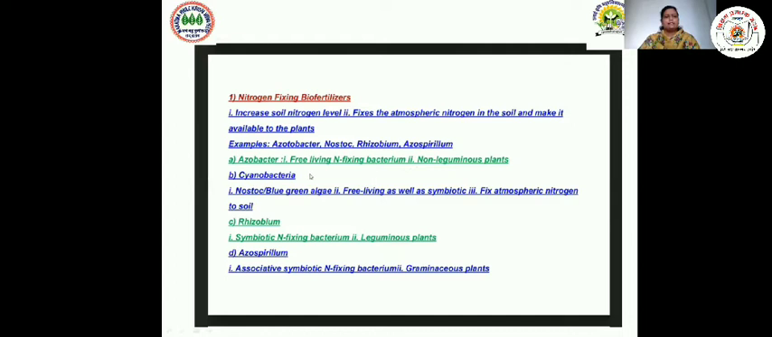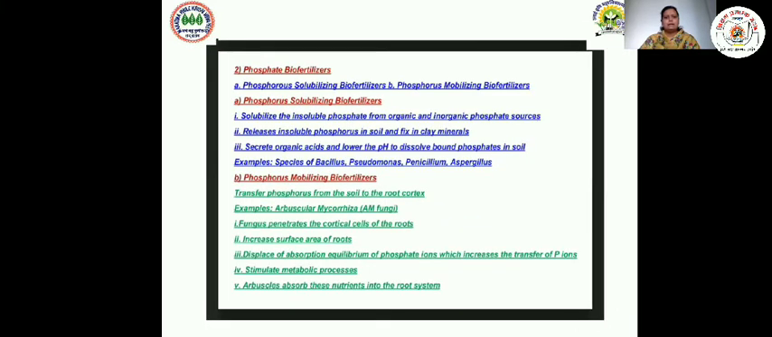Next is the Azotobacter. It is a free-living nitrogen fixing bacterium found in the non-leguminous plant. Next is cyanobacteria, that is Nostoc, blue-green algae. It is free-living as well as symbiotic. They also fix the atmospheric nitrogen to the soil. Rhizobium is the symbiotic nitrogen fixing bacterium found in the leguminous plant. Azospirillum is an associative symbiotic nitrogen fixing bacterium and found in the gramineous plant.